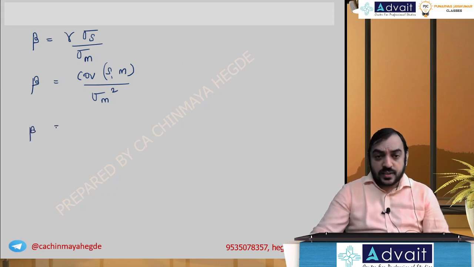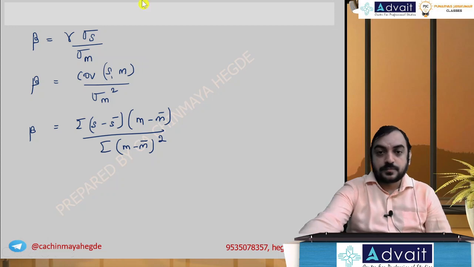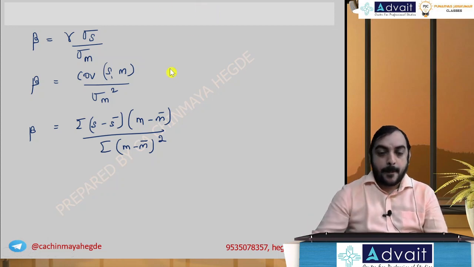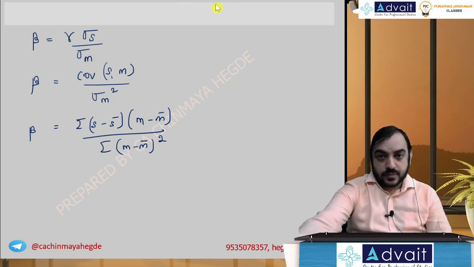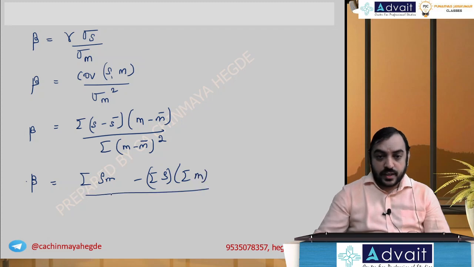Or you can also calculate it as summation of (S minus S bar) into (M minus M bar), divided by, and I'll cancel, summation of (M minus M bar) whole square. You can also do summation SM minus summation S into summation M, whole divided by N into summation M square minus (summation M) whole square.